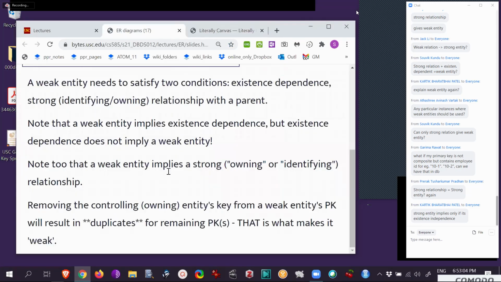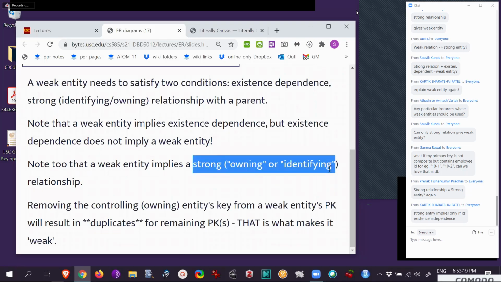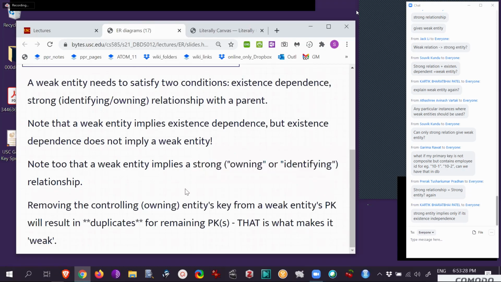Neat. So weak obviously means 2 things, and one of them is a strong relationship. Strong relationship has 2 other names: owning relationship, identifying relationship. We use too many words for saying the same thing. My friend Lurong used to say that to me: too many words, you're using too many words. Don't talk too much. Okay, so removing, controlling, owning entity.